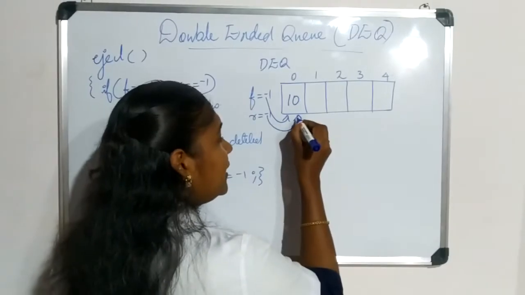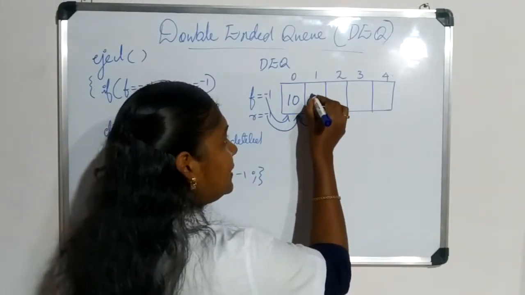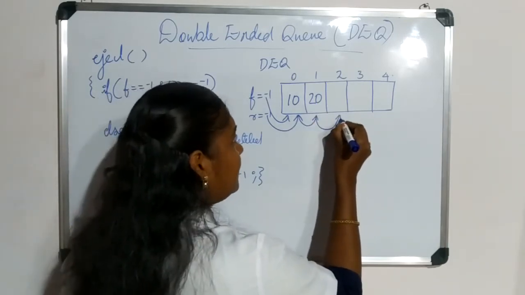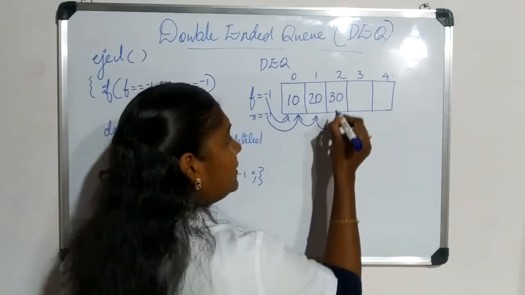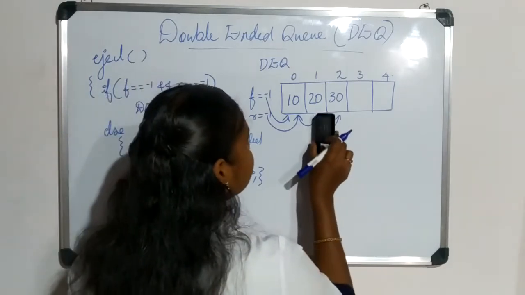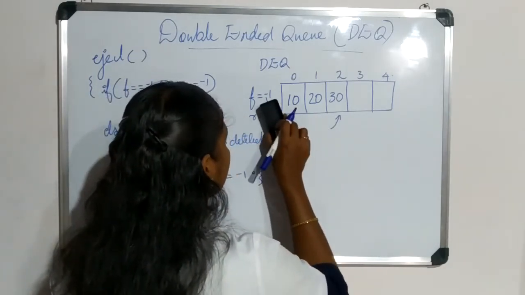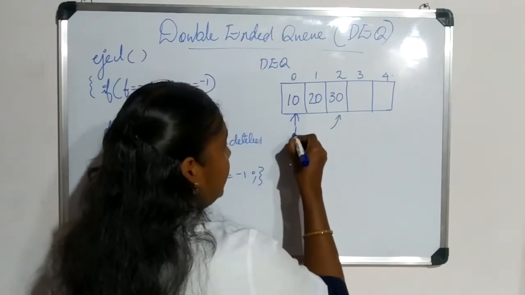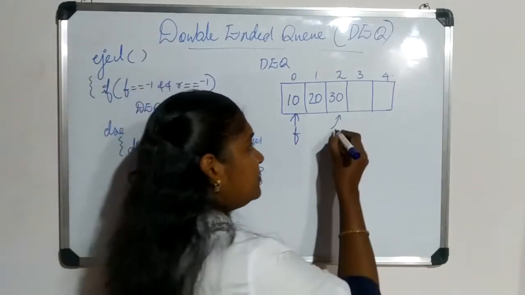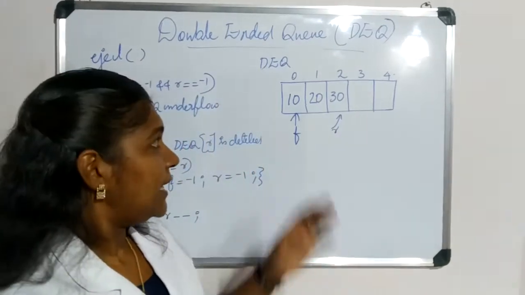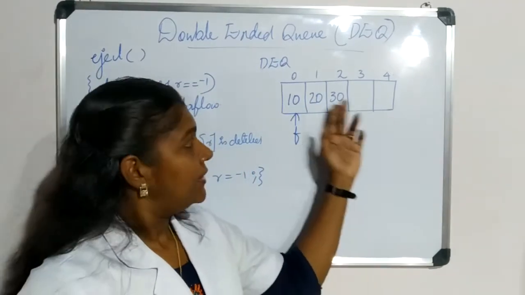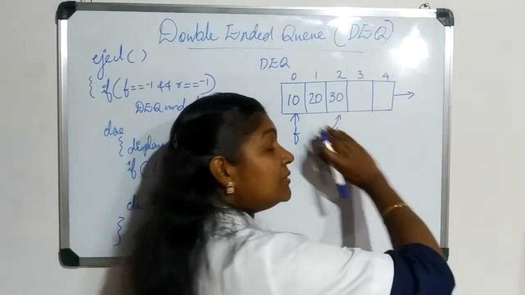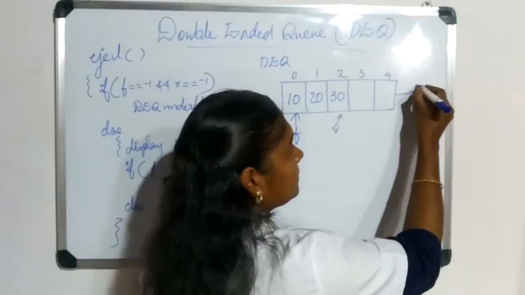Then this is R. For the next element, I am incrementing rear. Then entering element 20, incrementing rear, and entering element 30. So let's stop with that. Right now, let's write like this. F is pointing to position 0 and R is pointing to position 2. Okay. So right now, more than one element is there, and we are about to perform the deletion of an element through the rear end, that is the eject operation.